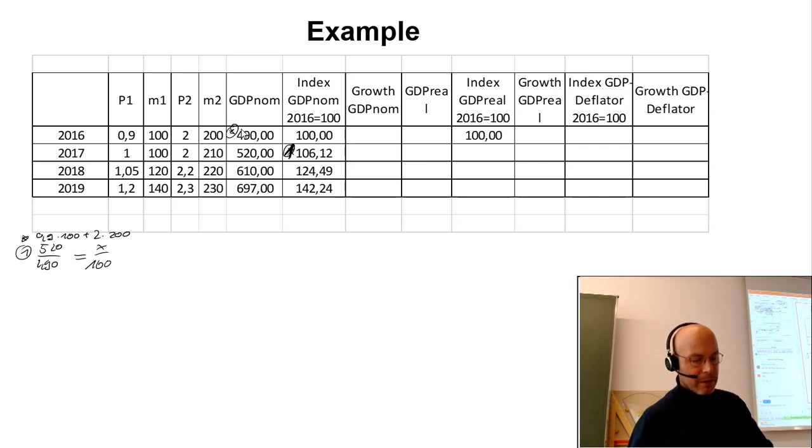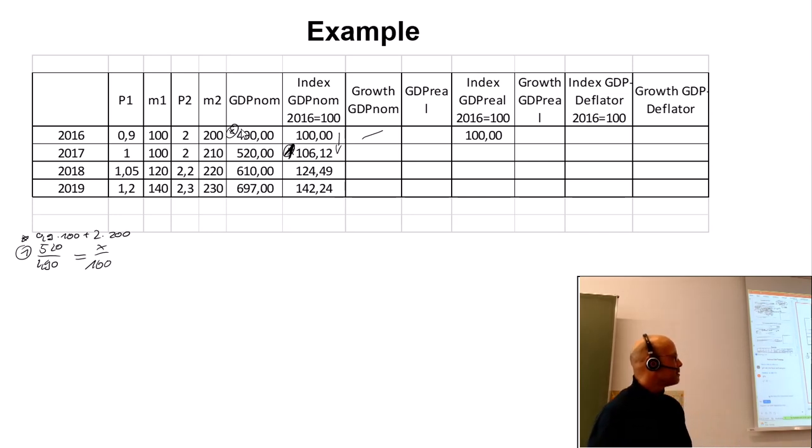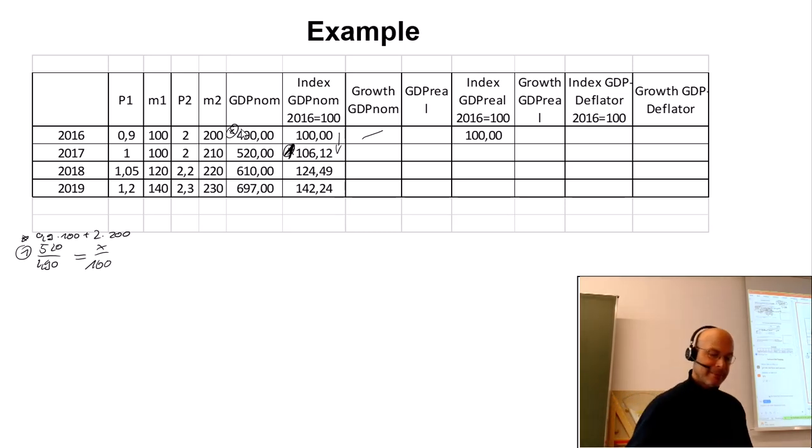What would be the growth rate in 2016 nominal? Of course, we don't have any number from 2015. We cannot calculate this one. How much has our economy nominally grown from 2016 to 2017? An increase from 100 to 106 means a growth of some things I think we can still calculate in our head. 6.12%, or? Okay.